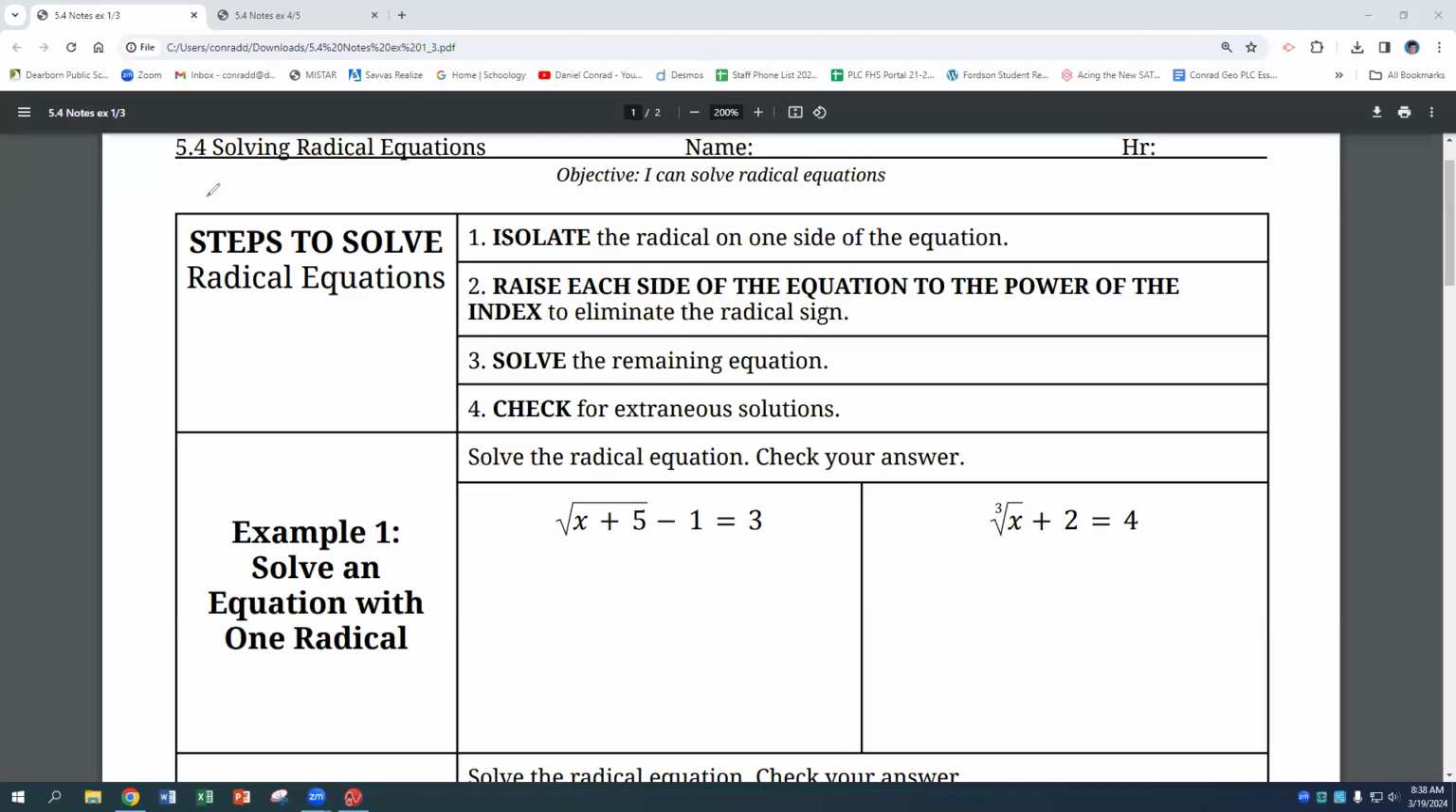All right. These are the notes for 5-4. I think I hit record. Yep, I hit record. So these are the notes for 5-4.